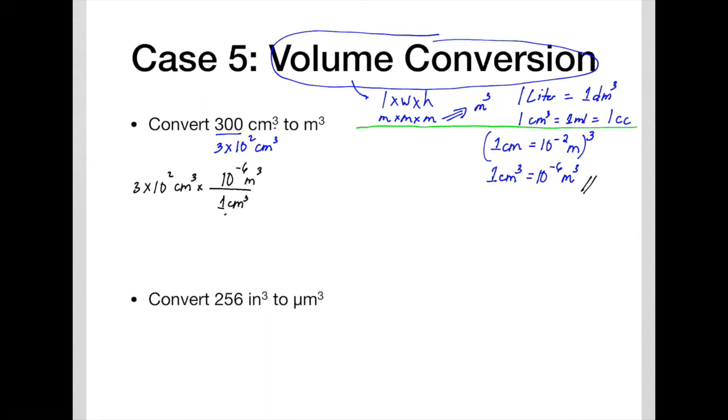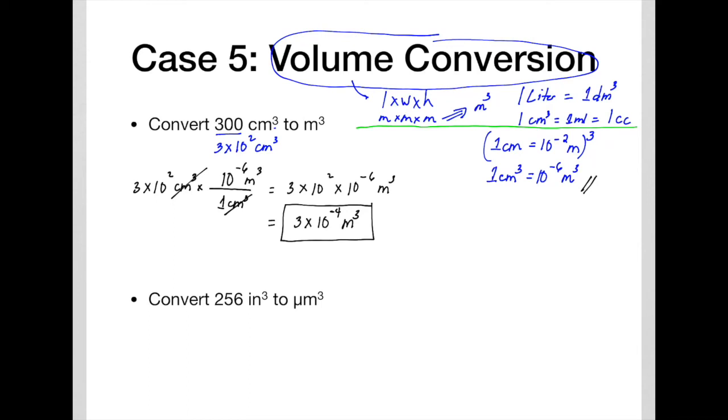So I could now simply cancel this and this, and then therefore I have here 3 times 10 raised to 2 times 10 raised to negative 6. The unit is meter cube. So my final answer is 3 times 10, what is 2 plus negative 6? That is negative 4. 3 times 10 raised to negative 4 meter cube. And then this is my final answer.